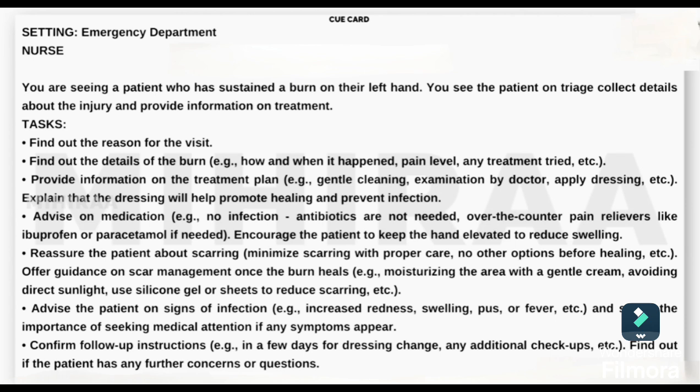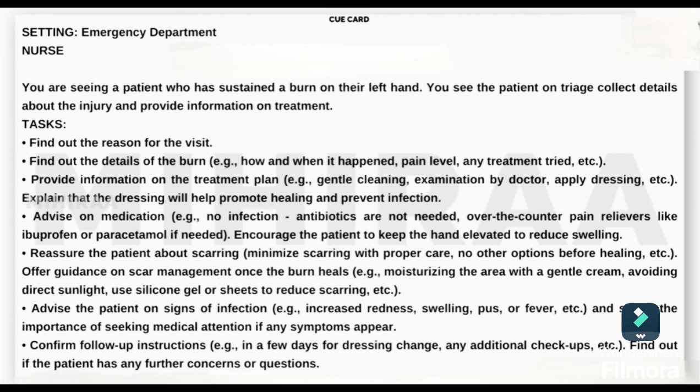Let us go to the task first. The first one is to find out the reason for the visit. So that is the introduction part. You can start like this: Good morning. My name is Reshmi. I am one of the staff nurses working in this emergency department. Please take your seat and how can I help you today?